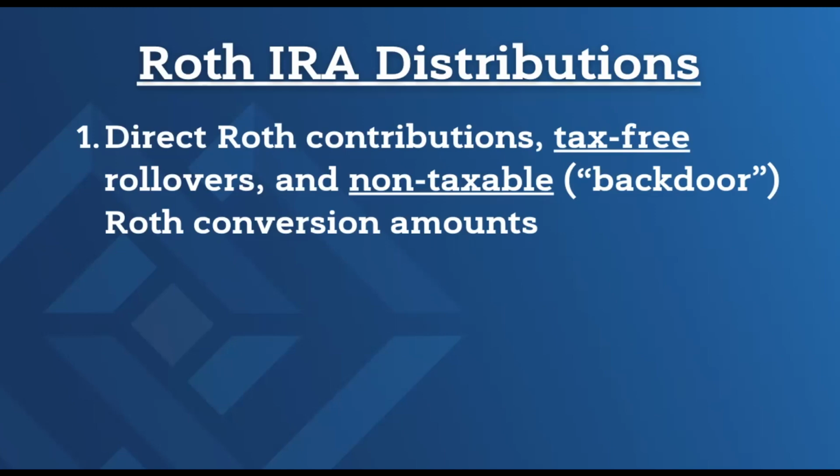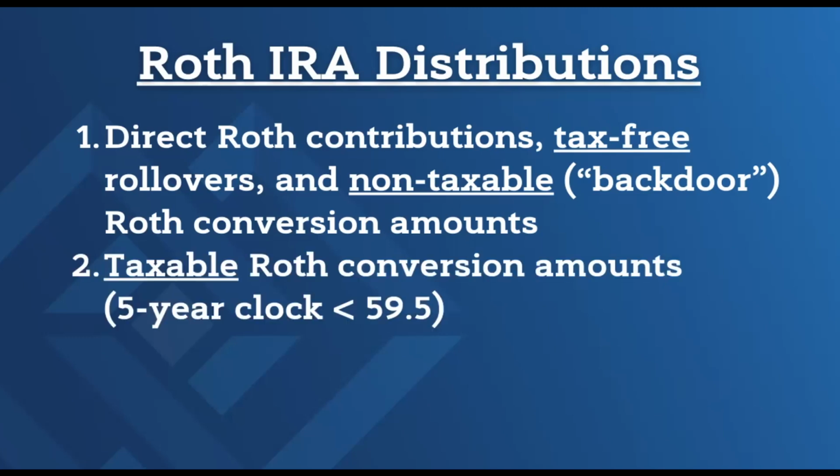The first bucket, meaning it's withdrawn first, contains direct Roth contributions, tax-free rollovers, and non-taxable conversion amounts. These funds can be withdrawn at any age for any reason, tax and penalty-free. Next to be withdrawn, the second bucket contains taxable Roth conversions. Each year's taxable Roth conversion amount is subject to a 5-year holding period or until age 59 and a half, whichever is earlier. If you withdraw a converted portion before age 59 and a half and without meeting that 5-year clock, it may be subject to a 10% early withdrawal penalty, but it will not be included in taxable income since you already paid taxes on that amount when you converted it.